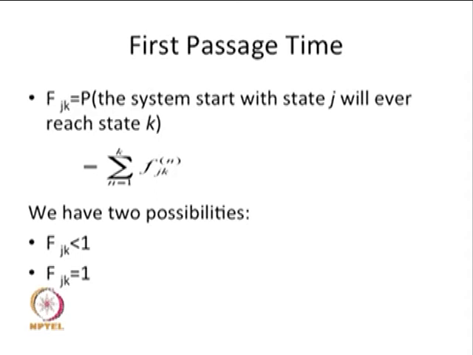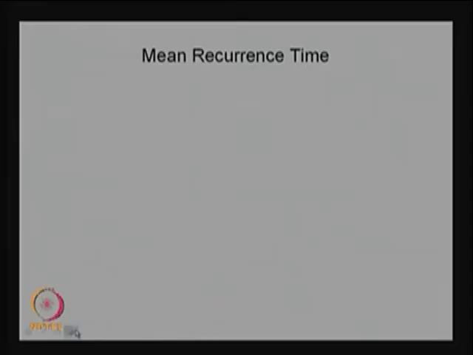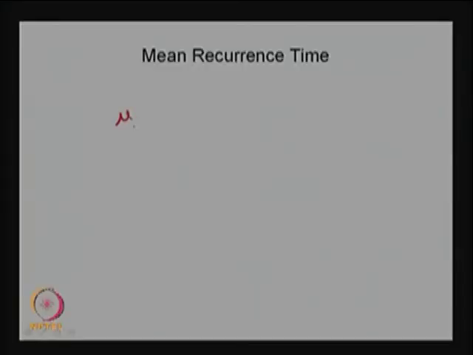So, using this I am going to give the next concept called mean first passage time or mean recurrence time. Mean first passage time is the same as the mean recurrence time, defined as mu suffix j k. That is the average first passage time or average recurrence time whenever the system starts from the state j to the state k. That is, how many steps you have taken and what is the probability of going from the state j to k in n steps, and for all possible values of n, that summation gives the mean first passage time or mean recurrence time.